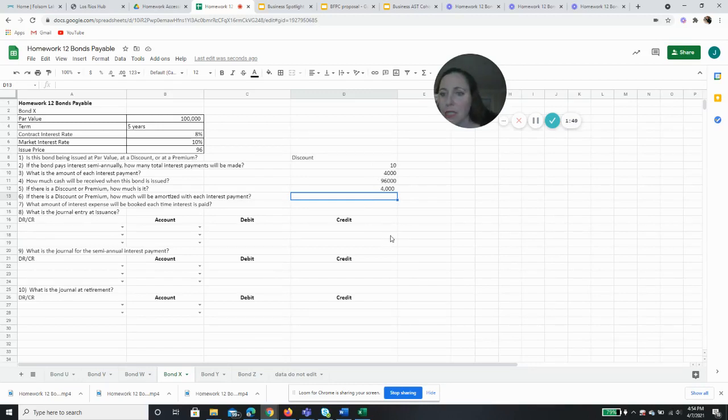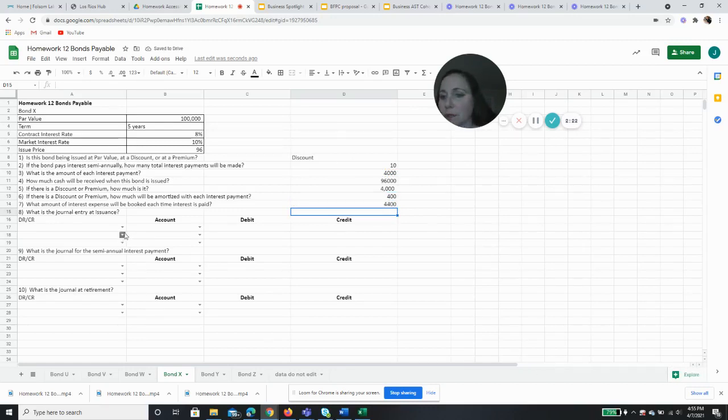All right, if there's a discount or premium, how much will be amortized? So we take the entire amount of the discount, $4,000, and we divide it by the number of interest payments, which is 10. So every time we pay interest, we will amortize that discount $400. And the interest expense is going to be our interest payment plus our discount amortization. So 4,000 plus 400 is 4,400. All right, we got all of our numbers.